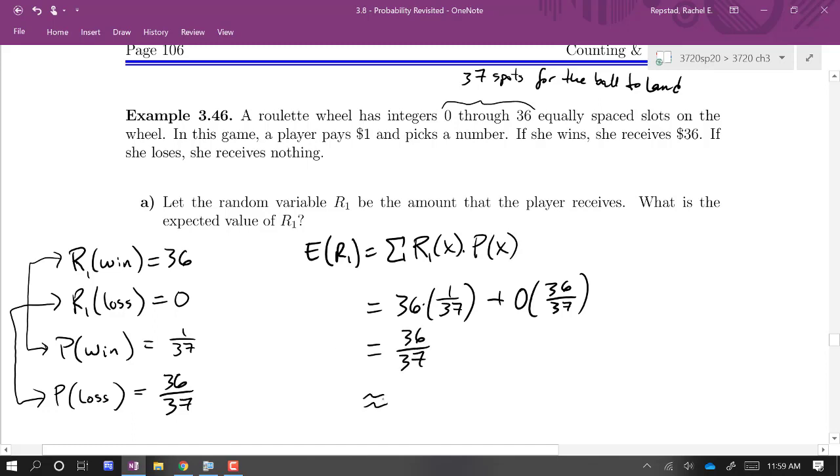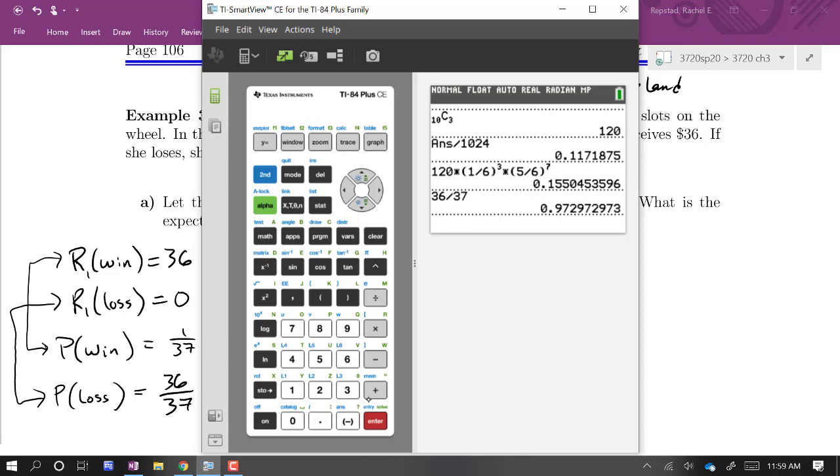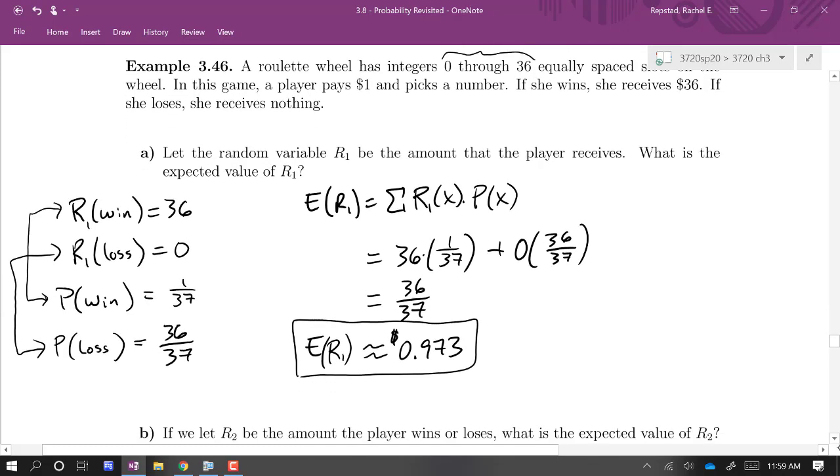which is approximately, we're talking about money here, so I'm going to get an approximation, 0.973. So a little over 97 cents is the expected value of R1 over time. So this answers the question of what the expected value is. However, we should keep in mind she paid $1 to play. So overall, she's going to expect to lose about 2.7 cents each play.